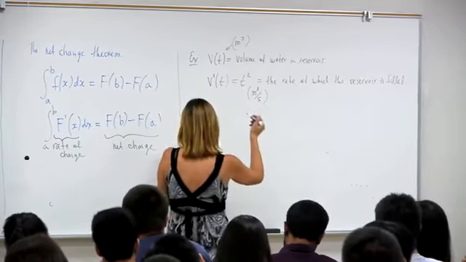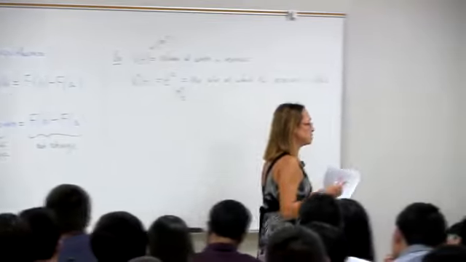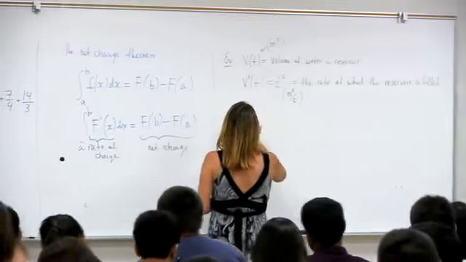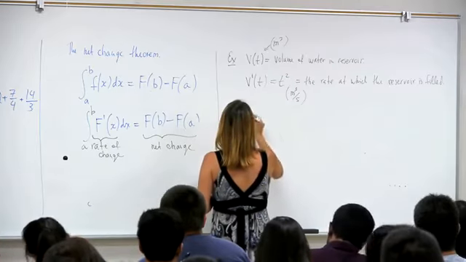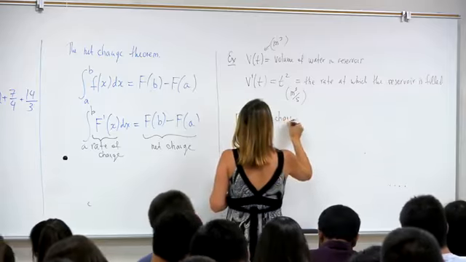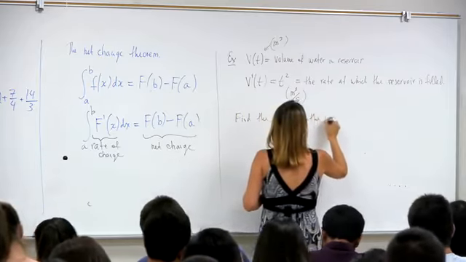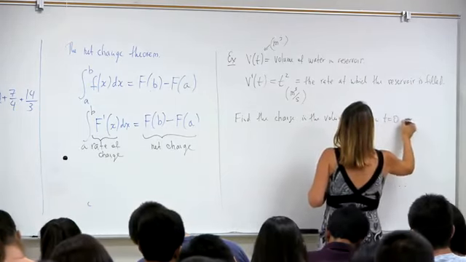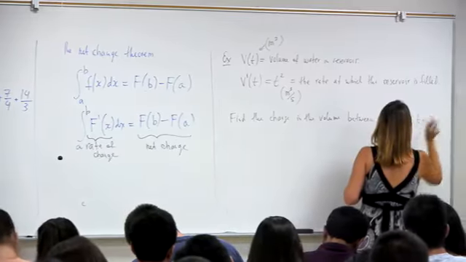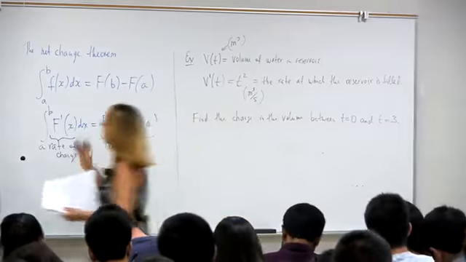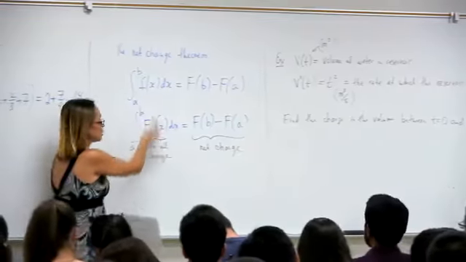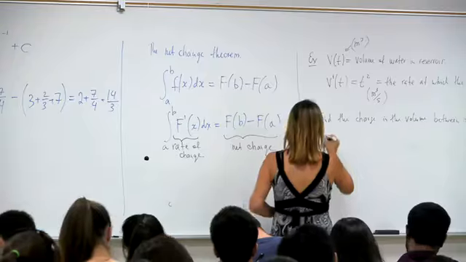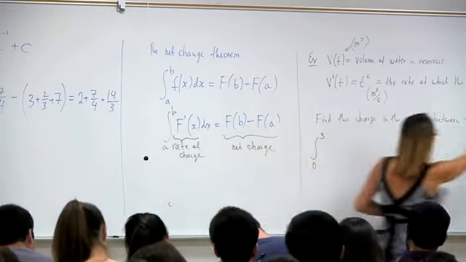I want to know the total change in the volume of water between time 0 and time 5, or time 3. Find the change in the volume between t equals 0 and t equals 3. How do we do this? We go here. The rate of change, we integrate it, and it gives me the net change. So we integrate from 0 to 3, 3 seconds.